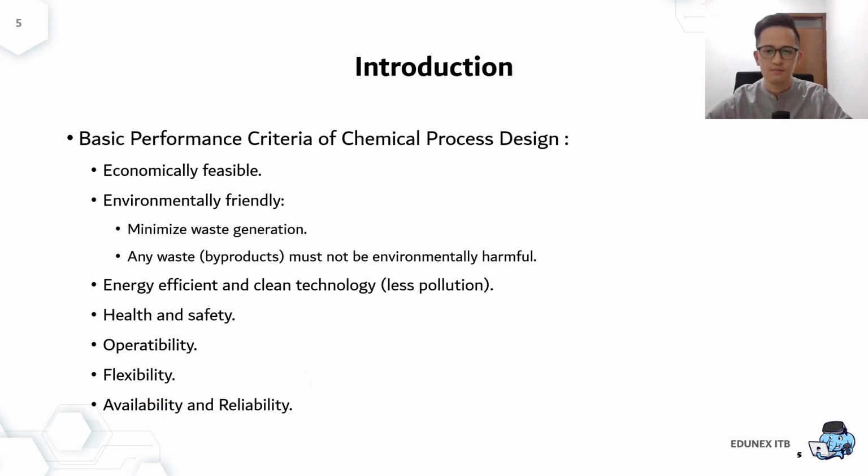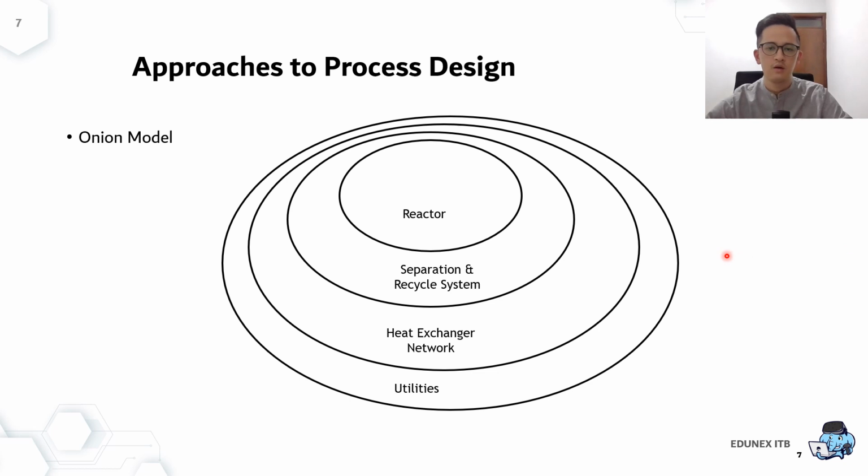process. This is an example of the approach to process design, which is known as an onion model. You have at least 4 layers in this onion model. This is to determine where you have to start when you want to build your design or the plant. You have to start from the inner layer, which is the reactor.